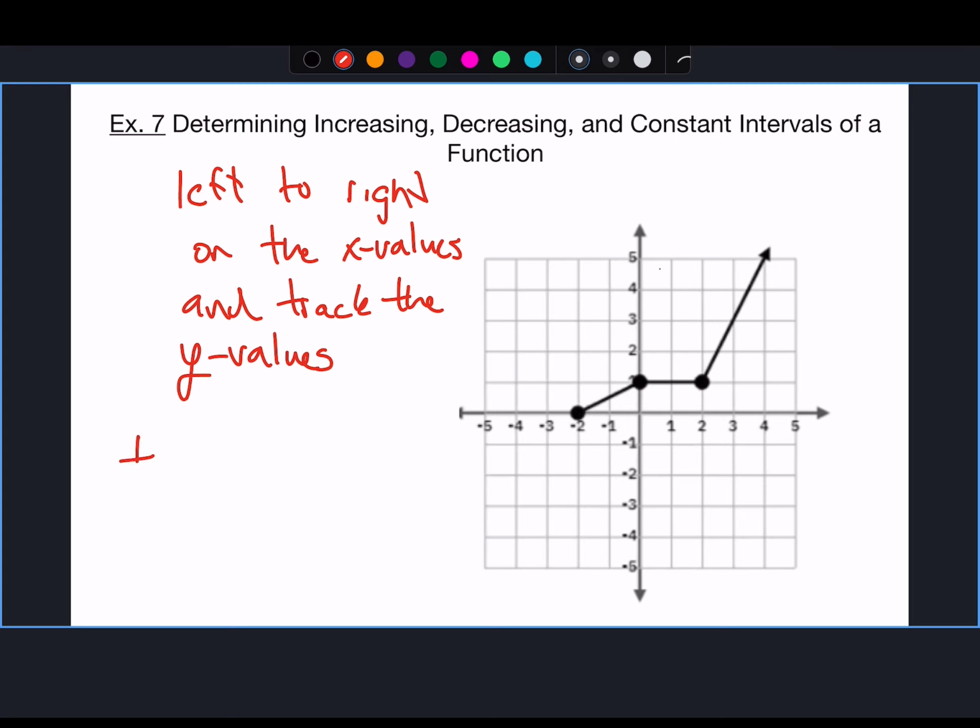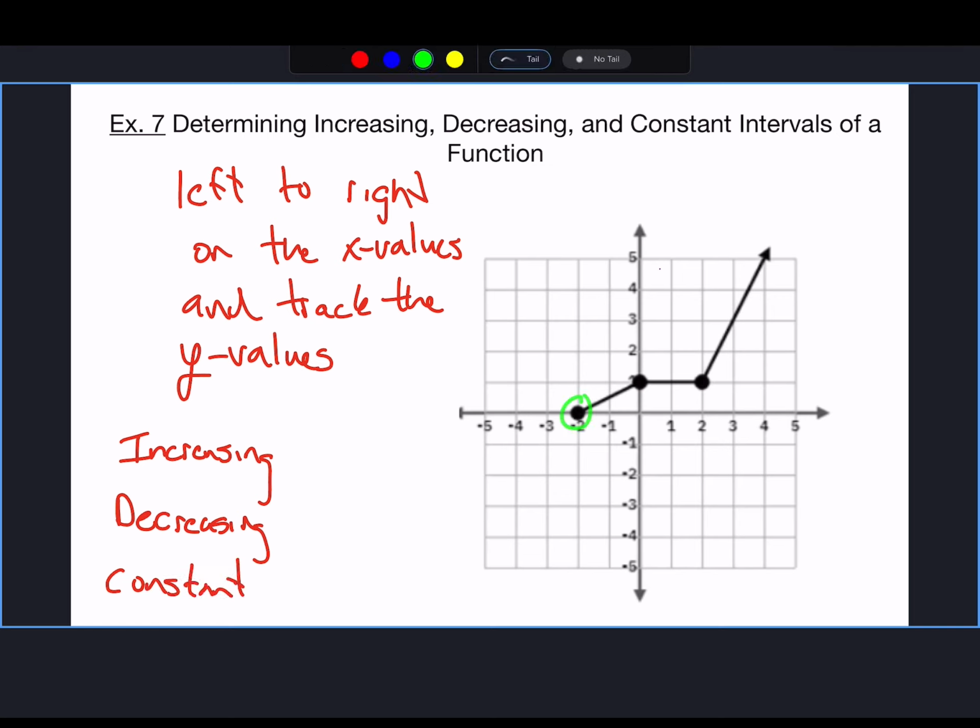So I say increasing, decreasing, and constant. So if I jump on my graph at -2, what is it doing as it goes to the right? It's going up. It's increasing. Where does it stop increasing? X value. 0. So from -2 to 0, we are doing what? We're increasing.